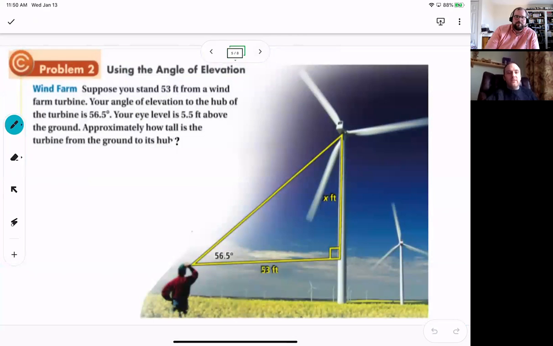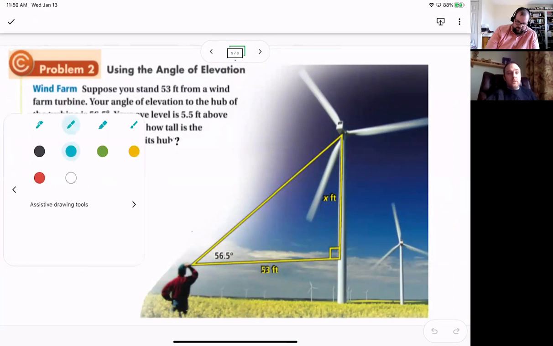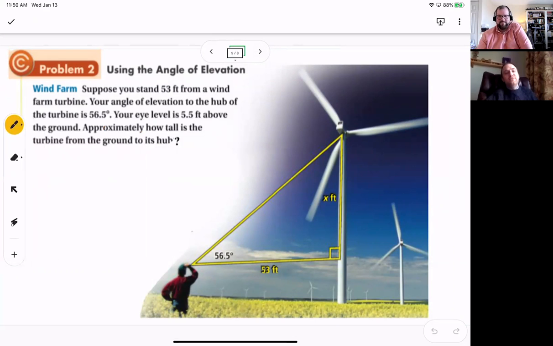All right, suppose you stand 53 feet from a wind farm turbine. Those things are terrifying up close. Your angle of elevation to the hub of the turbine is 56.5 degrees. Your eye level is 5.5 feet above the ground. Is that because the person's roughly 5.5 feet tall? Yeah, this diagram is terribly not to scale.